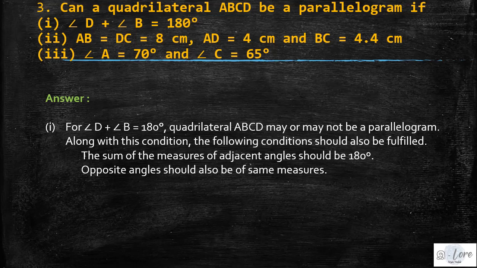We should be very careful. The sum of the angles will be 180 degrees. Then only this case will be possible, because it is given the rule. So opposite angles should have the same measures.